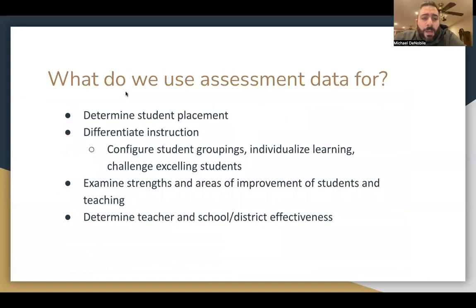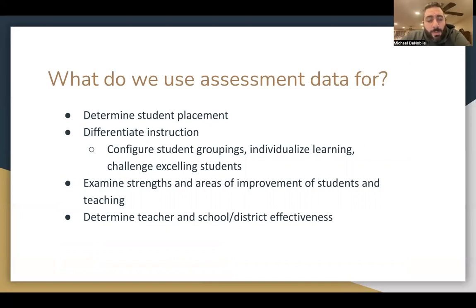So what do we use assessment data for? We use it for student placement. Think of student placement as the classes that students are going to take. So for example, we use student placement data to determine the setup of special education classes beyond the IEP. We use assessment data to determine honors classes.